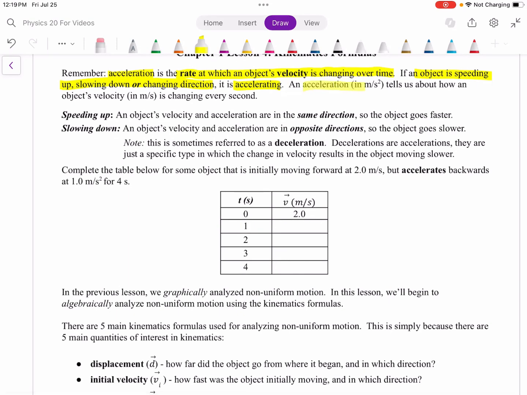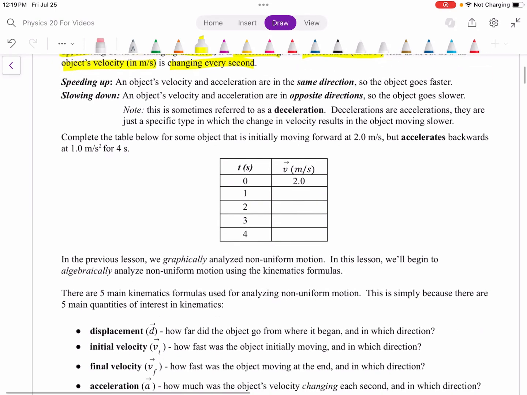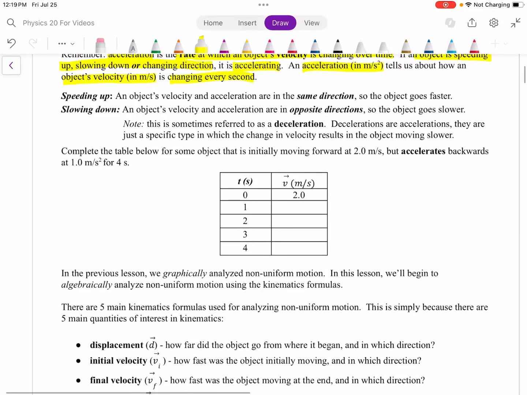So an acceleration in meters per second squared tells us how much an object's velocity is changing each second. And remember, we looked at this a lot in the previous lesson. If something is speeding up, that just means its velocity and its acceleration are in the same direction. So it gets faster. Maybe it's got a positive velocity and a positive acceleration, so that velocity just gets bigger and bigger in the positive direction.